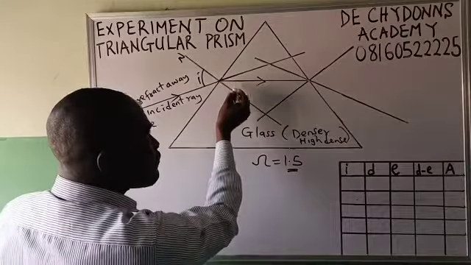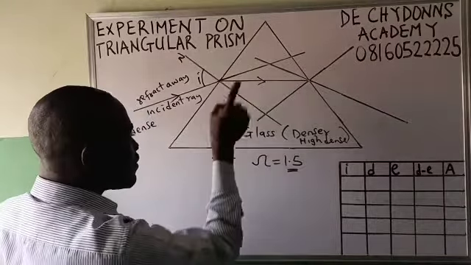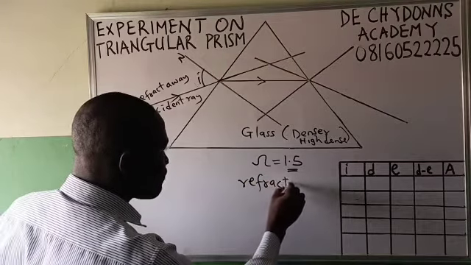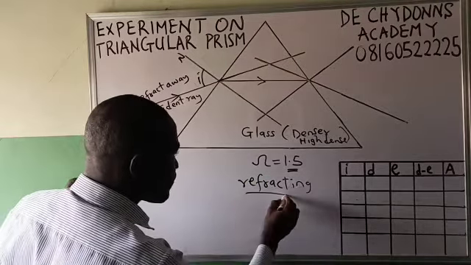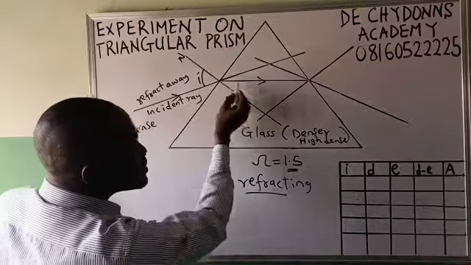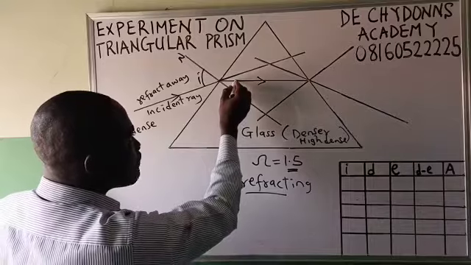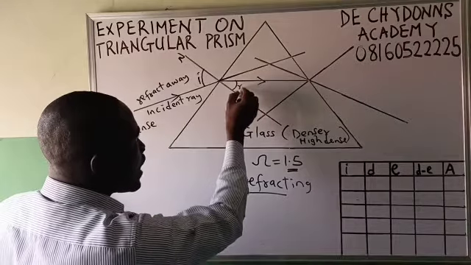Now, on entering the denser medium, which is the glass, it is noted that the light ray will be refracting. We say refracting, not reflect, but refract, from the word refract. It will be refracting toward the normal. This is the normal line. It will be refracting toward the normal. We call here R1.